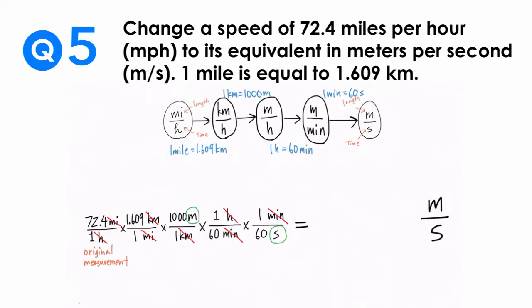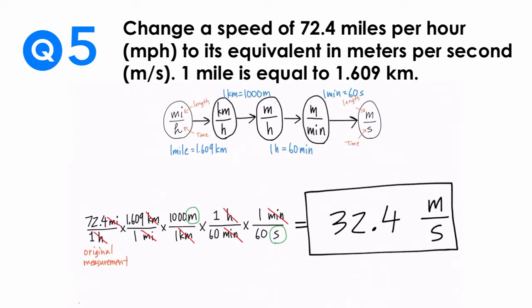The rest is punching in all of the numbers in your calculator. 72.4 times 1.609 times 1000 over 60 times 60. The final answer is 32.4 meters per second.